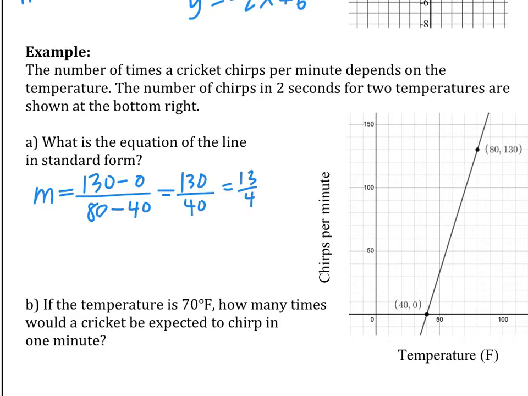All right. Now I have to find the equation. Which point do you guys want to use? 40, perfect. You want to use the one that's smaller. So y minus y1 equals 13/4 times x minus 40. Okay, find the equation, then change it to standard form.